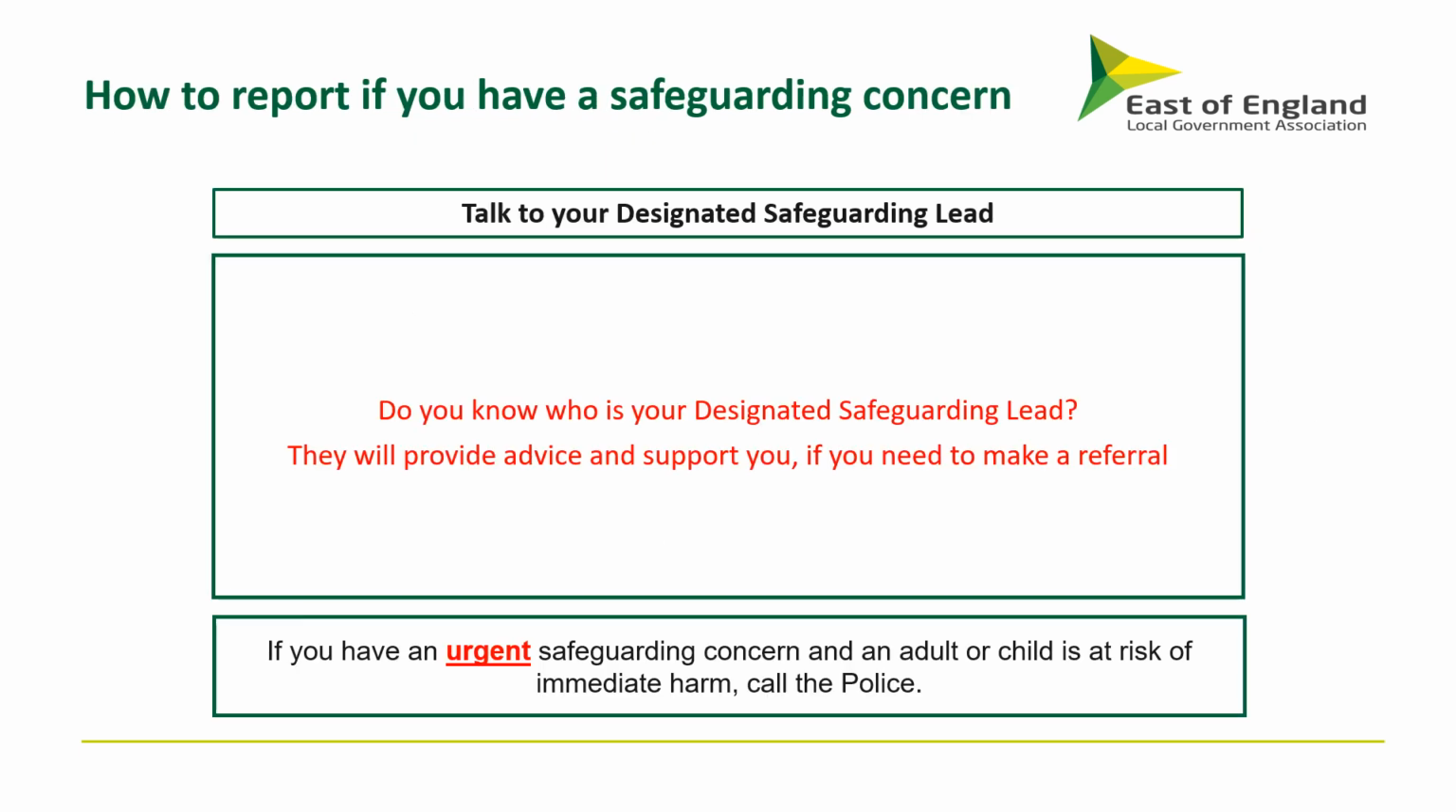If you have a safeguarding concern about an adult or a child, you have a number of options. If you think they are at risk of immediate harm, it's really important that you ring the police. Otherwise, it's often best to talk to your designated safeguarding lead. Most organisations have these. Do you know who your designated safeguarding lead is in your organisation? They can help and support you make a referral and make sure that you are making the right decisions.